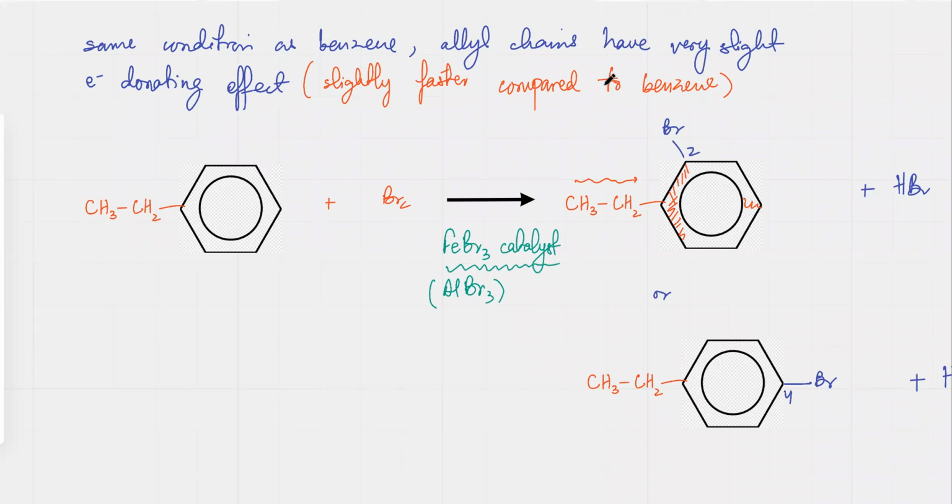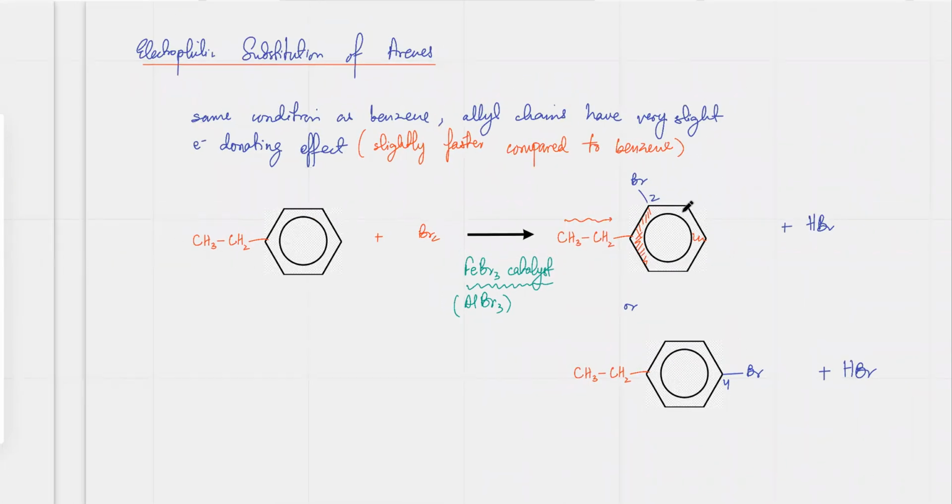Not that different. Out of the two products, they have equal probability. The one that's not going to be formed is the one at position number 3 or position number 5. That would be highly unlikely. I mean, it could form, that's a possibility, but that one would be highly unlikely. Is this clear?